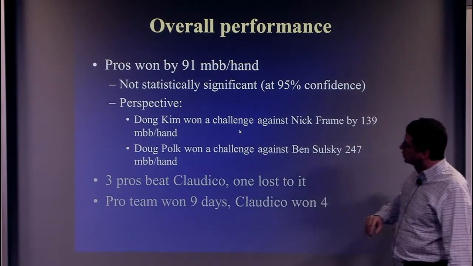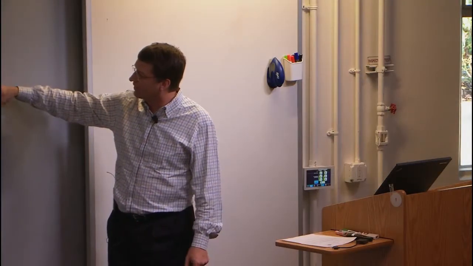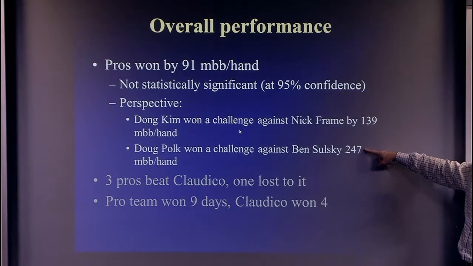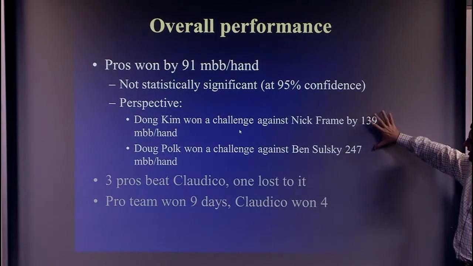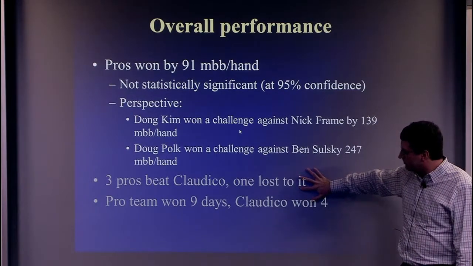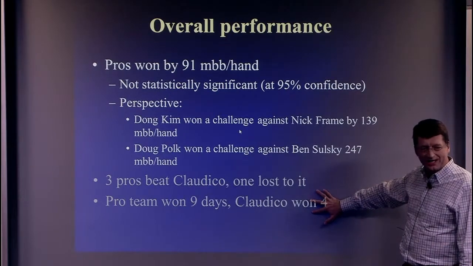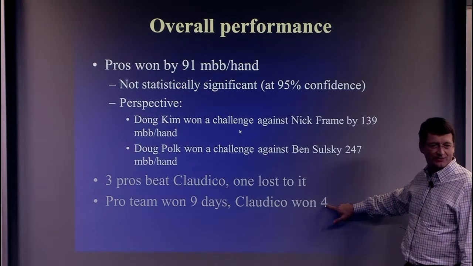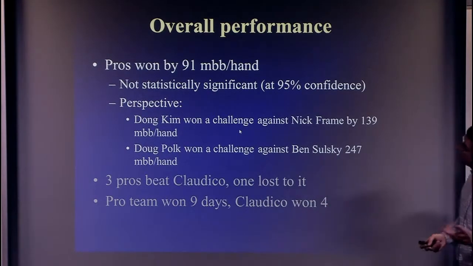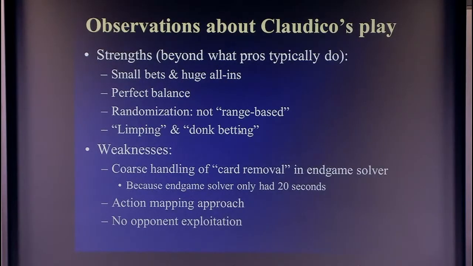There have been two relatively recent challenges where the top humans played against each other, and in both of them, the winner won by more than the humans beat us. So this is another statement of how close it was. Three of the pros beat Claudico, one lost to it, and the pros won 9 days. We won 4 days of the 13 days of play. So it's pretty close, but we're still behind. I think that in a year or two, it'll be fixed.